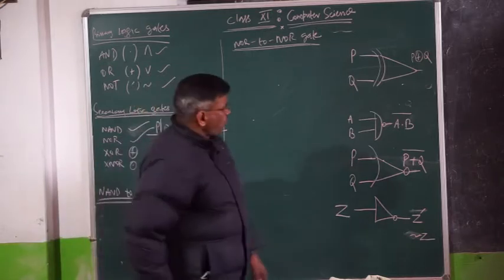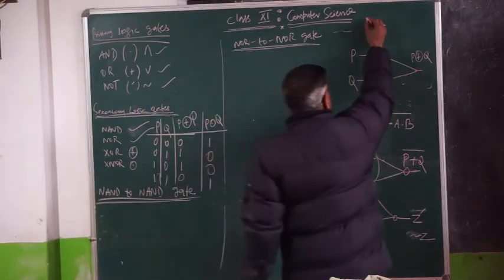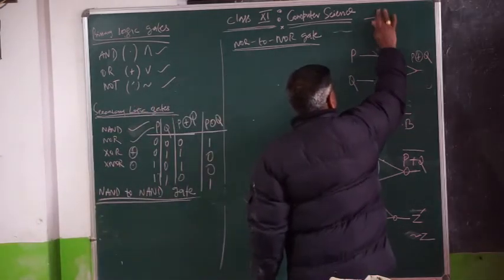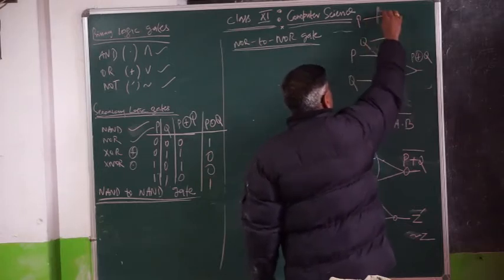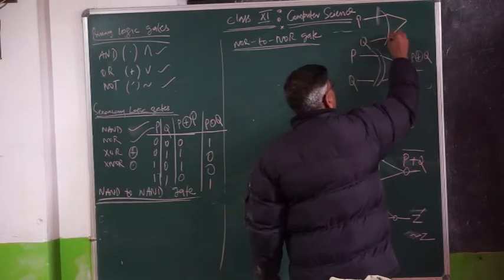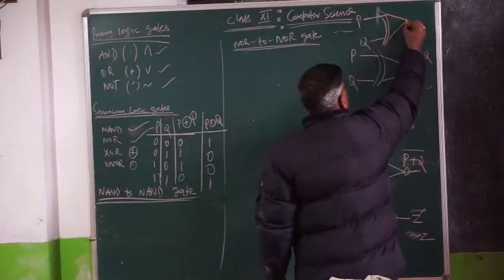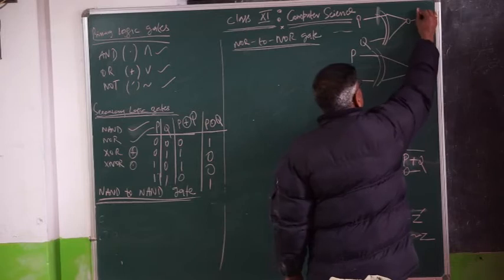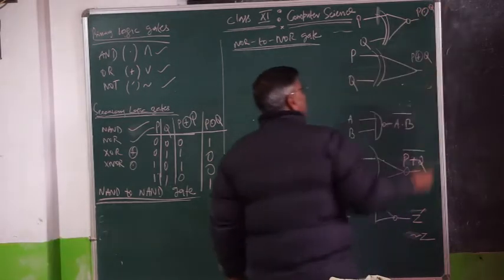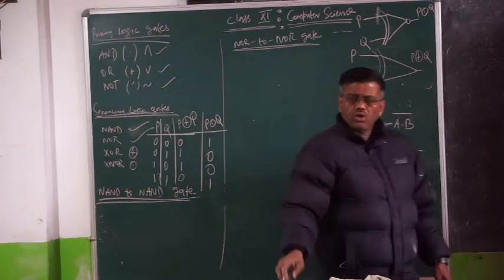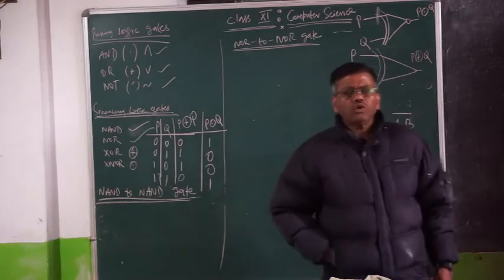That's it. How is it denoted? This is P. This is Q. Double curvature means XOR. Here you have to have a circle. This becomes P XNOR Q. P XNOR Q. Right. What did I do?